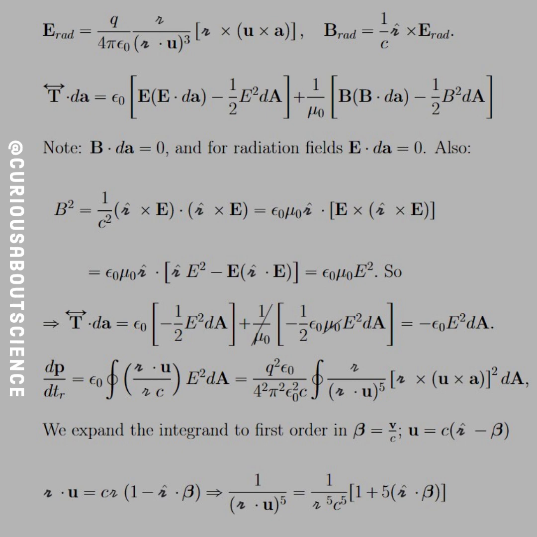Now we can expand the integrand in the first order with beta vector instead of just a regular beta for v over c, our typical substitution. And then of course with that we see that u is equal to c script r hat minus beta, because if we distribute it back in we get the script r, c script r minus v, which is our normal u. So with that we take the dot products so we can see what script r dot u is. And so we know what that first term, for the first fraction, is, which just goes to 1 over script r to the fifth, c to the fifth, and then 1 plus 5 r dot beta.